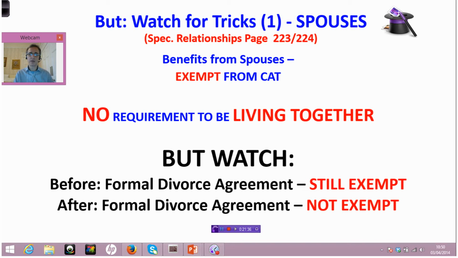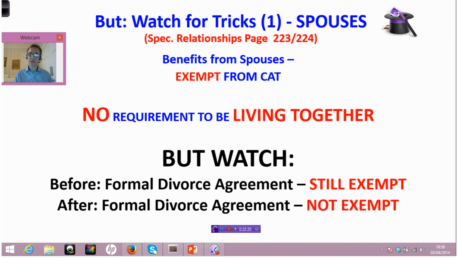Now, before I mention to you the key trick, just bear in mind there is no requirement under CAT legislation for the couple to be living together to benefit from the interspouse exemption. But watch out for couples that are perhaps heading towards a divorce. Where there's a formal divorce agreement which is about to be put in play, the exemption would still apply up to that point, but after the formal divorce agreement, the exemption will not apply.